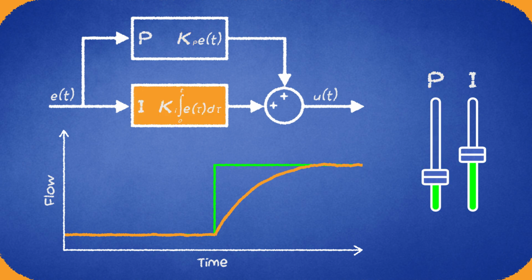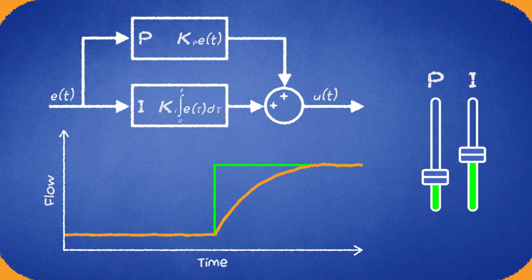The second term is proportional to the integral of the error over time, and it is dominant at the end of the transient because the reaction to an error builds up as time passes. The integral term is multiplied by a constant factor called I-gain.